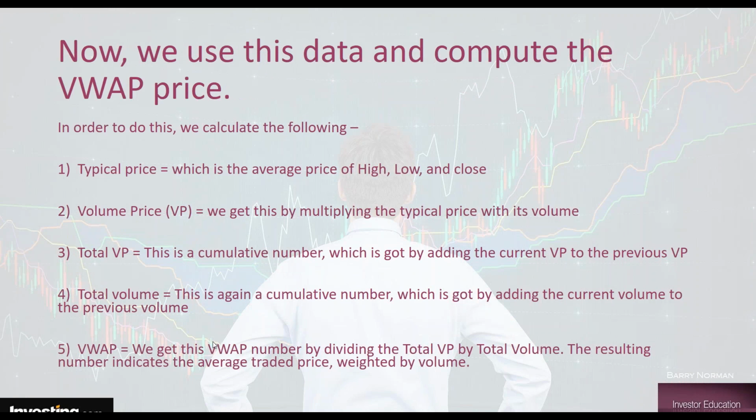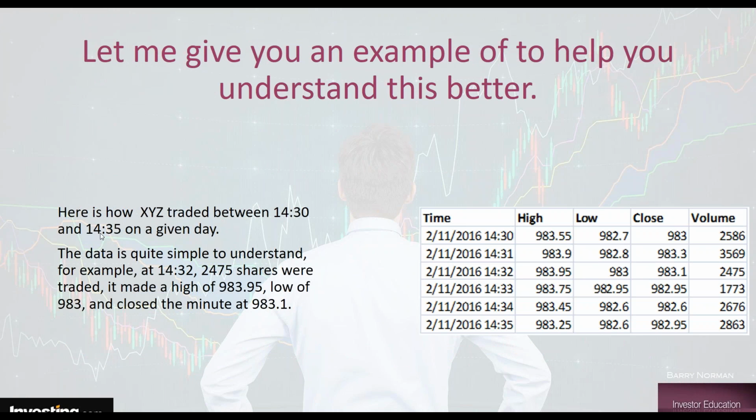Now, in order to calculate this, we take the typical price, which is the average of the high, the low, and the close. So in other words, we take the high, the low, and the close. We're not concerned with the open. We add those three together and then divide it by 3, and that will give us the average or the typical price in that time frame.